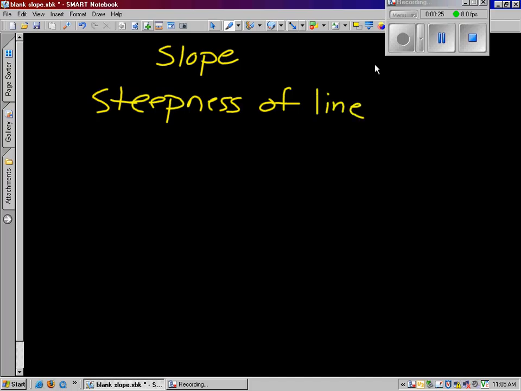Right? And if your slope is greater than 1, your line's going to be pretty steep. And if your slope is less than 1, it's going to be kind of flattened.